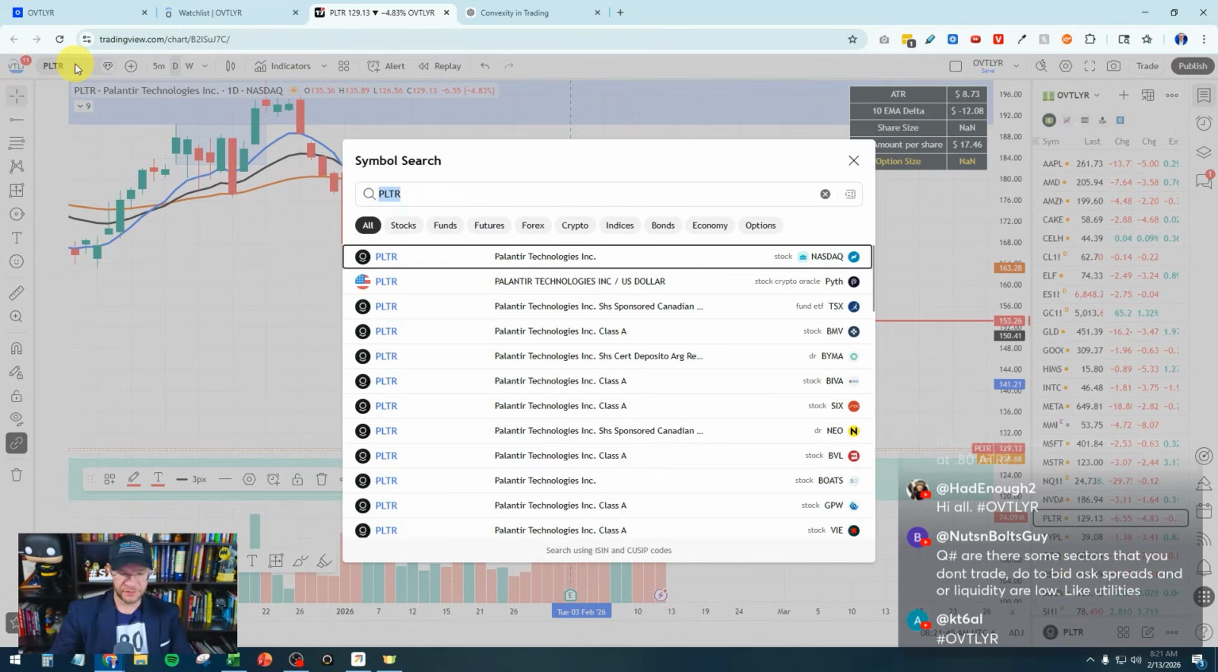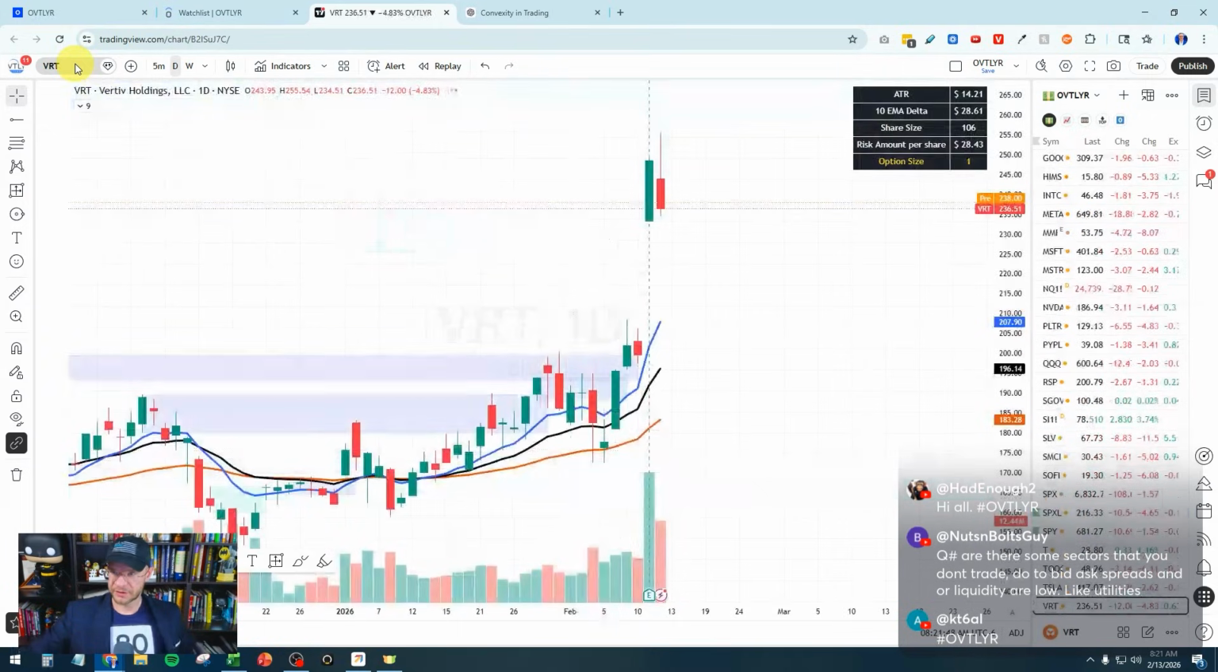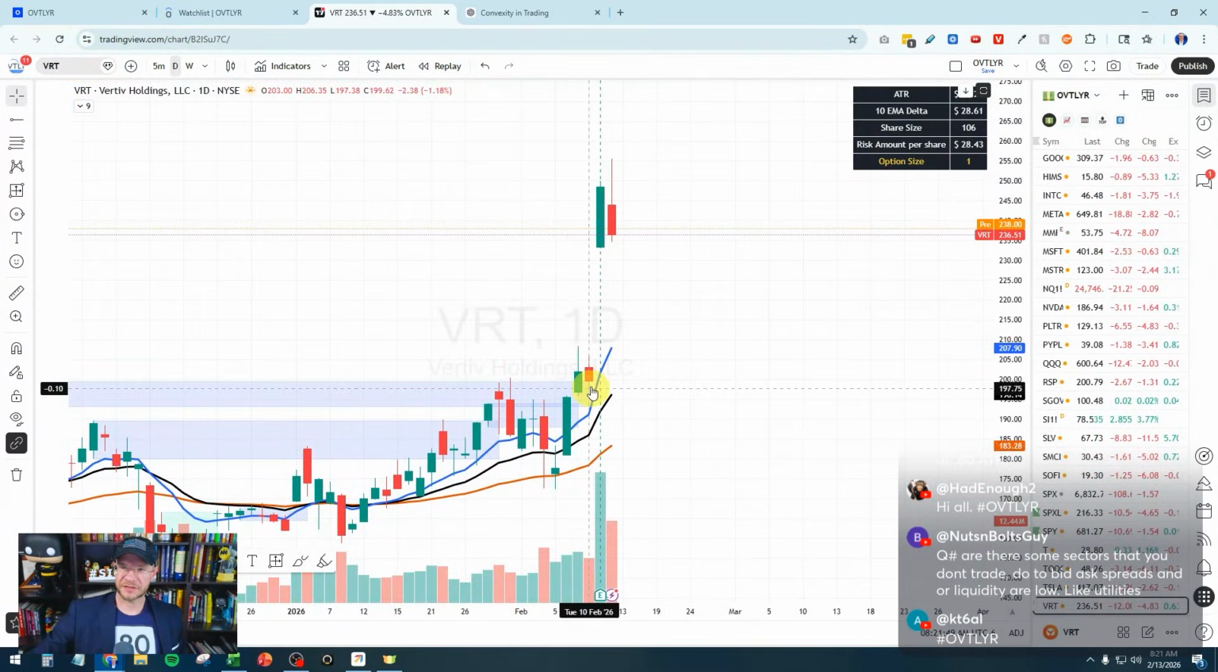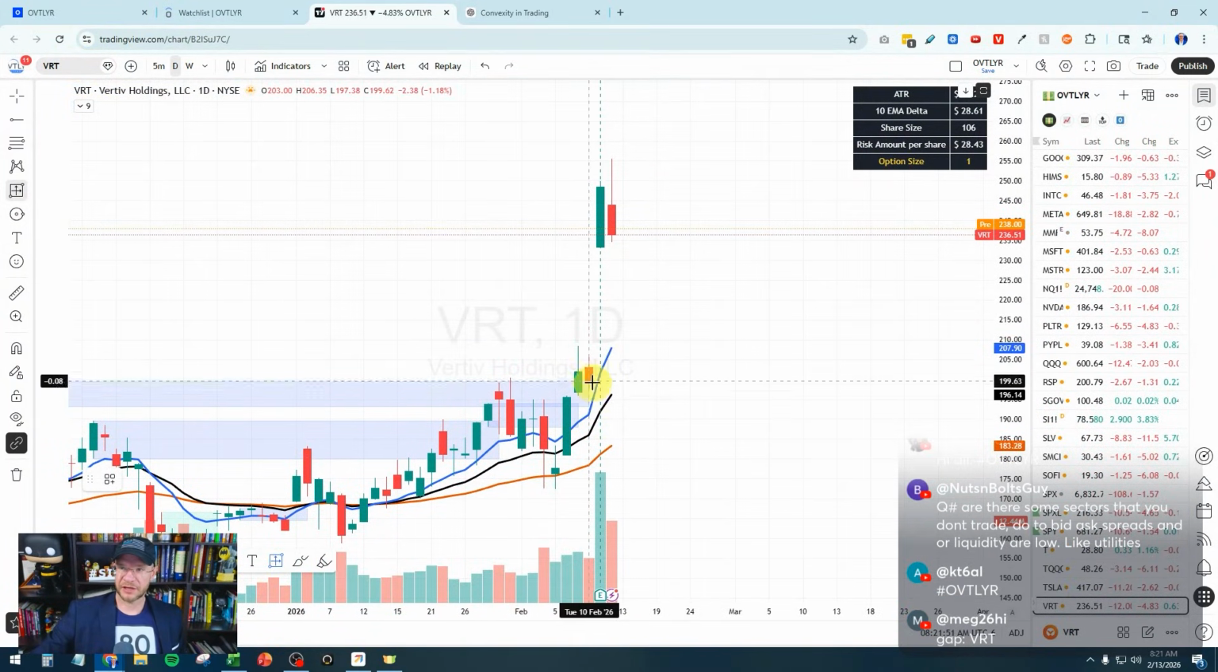There was another one, VRT. This one we've been talking about. Yeah. Okay. This is a great example, right? Gapped up bigly from the close to the open. It went up 16%. There's your gap.